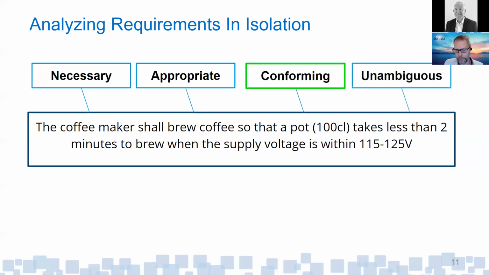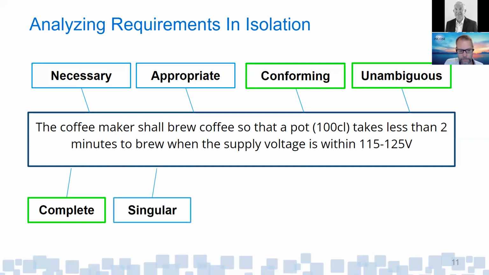What about unambiguous? Can we determine that? Yeah, with the rules, we should be able to determine that characteristic as well. What about complete? Something missing here? Under what conditions? Who? What? How well and what conditions? I think we can do that too by trying to find those components. Is it singular? Yeah, that should be possible to figure out too.